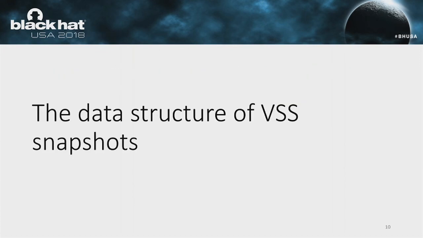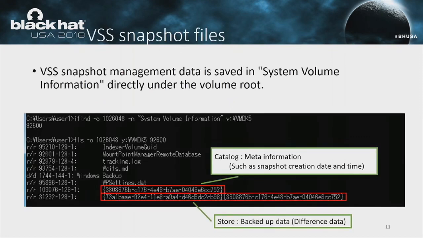Okay, next, we will explain data structures of VSS snapshots in this section. Let's take a look at VSS snapshot management files. A snapshot consists of two kinds of files. One is called the catalog, and another one is called store. They are stored in the System Volume Information folder that is located directly under the volume root. The catalog manages metadata information of store files, and the store files store backup data.